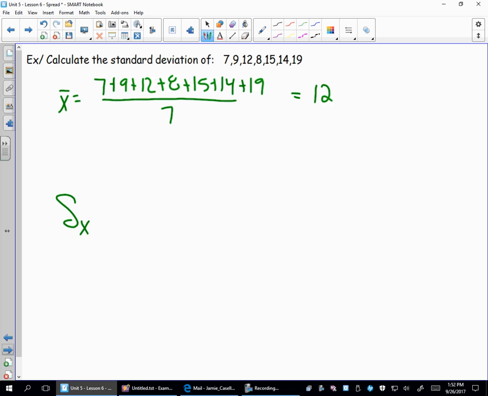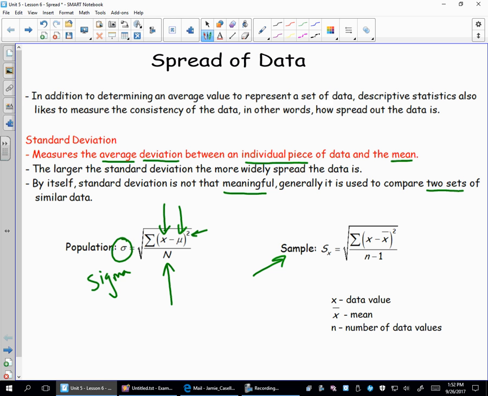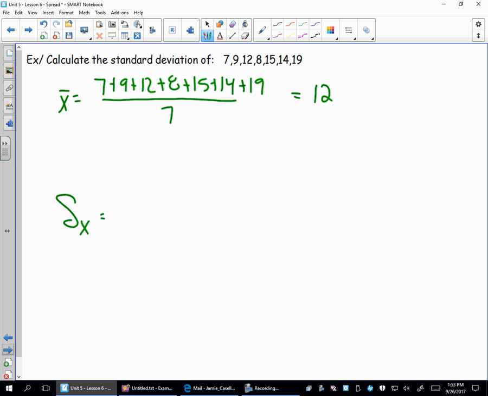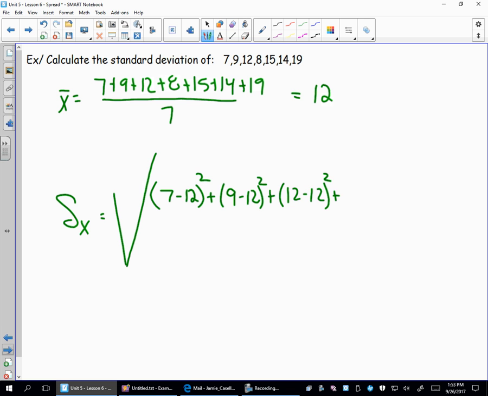So we're going to use Sx. We're going to use the sample version. Unless I say otherwise, always use the sample one, okay? So the sample is found by the big giant square root of each value. Well, my first value is 7 minus the mean squared plus the next value minus the mean squared plus the next value minus the mean squared, and so on and so on, all the way to the end. That's why I said it's not hard, it's just time consuming.